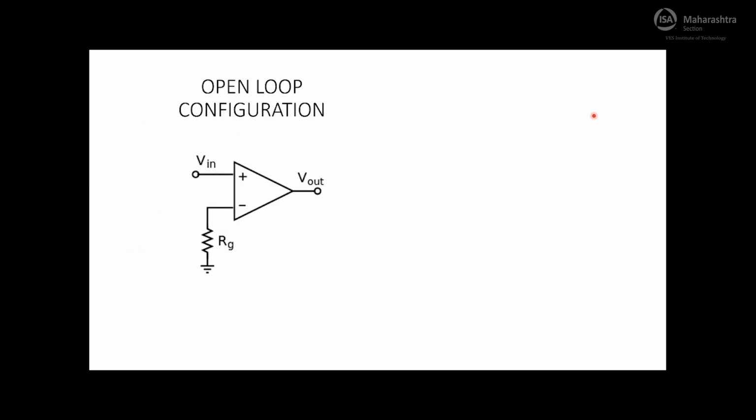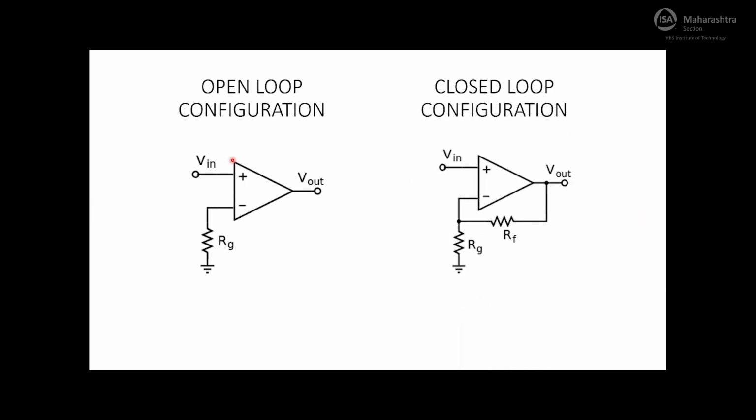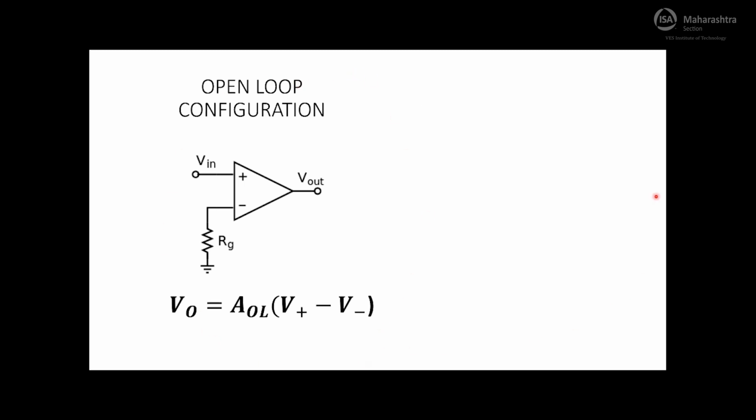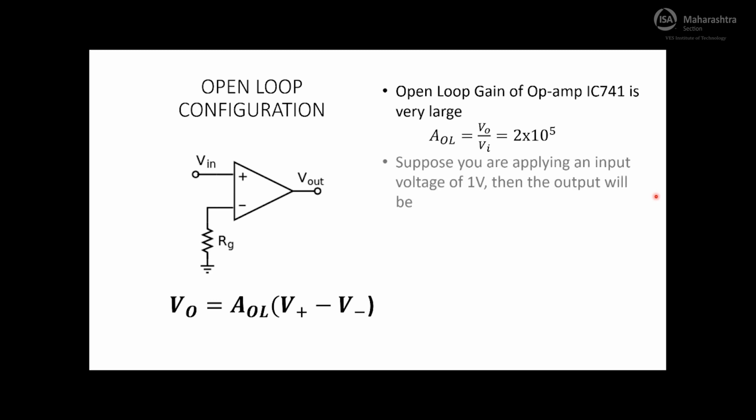Remember this. Now let us see the open loop and closed loop configuration of OPAmp. This is the open loop configuration and this one is the closed loop configuration. The only difference between both configurations is this feedback resistor RF. In open loop configuration there is no feedback, while in closed loop configuration there is a feedback resistor. Let us see the open loop configuration in detail. The gain of the open loop configuration is very large. It is about 2 into 10 raised to 5, that is about 2 lakh. So suppose you are applying an input of 1 volt, then the output voltage you will get will be, yes, 2 lakh volts. Could you believe this?